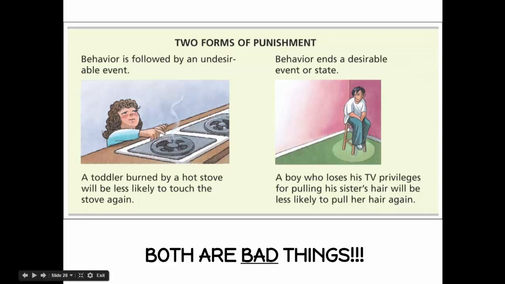So remember, both types of punishment are going to be bad. Positive punishment doesn't mean good punishment, that means punishment by adding something in. So as you look at these pictures here, a little girl is going to touch the stove, ouch, that's going to hurt, that's going to add pain into her environment, that's going to make her less likely to touch the stove again in the future. Or negative punishment, which is a loss of privileges, so removing something that was already existent, and that's going to decrease that behavior as well.